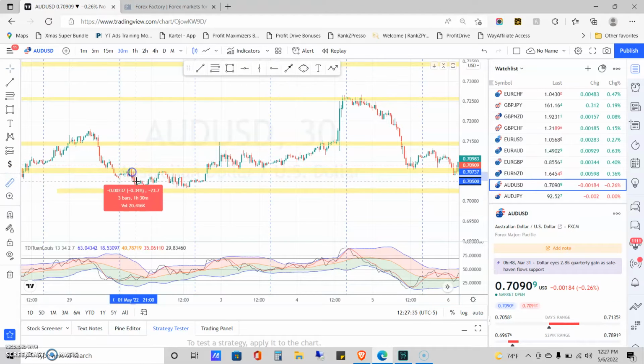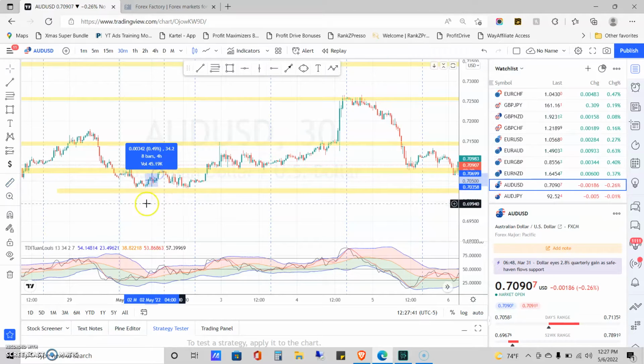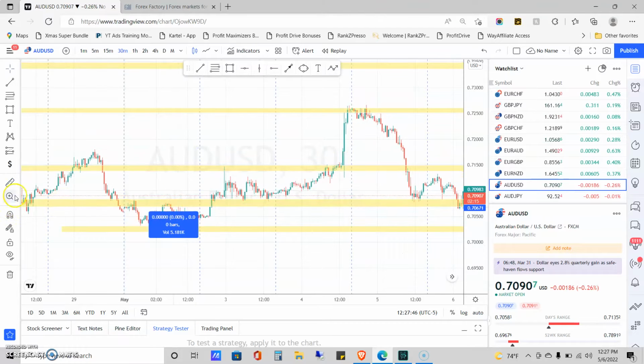How many could you have caught here? See, that's a nice 40 pips. You could have spent your whole day just grabbing pips here. There's 34. That would have been 74 for us if we were on the chart all that day. And there's another 34.